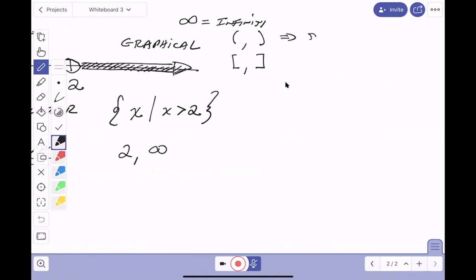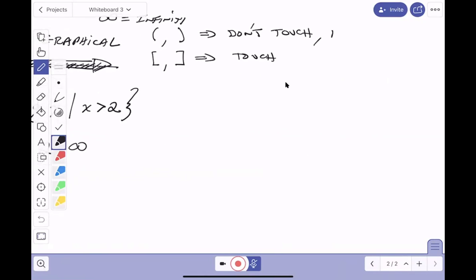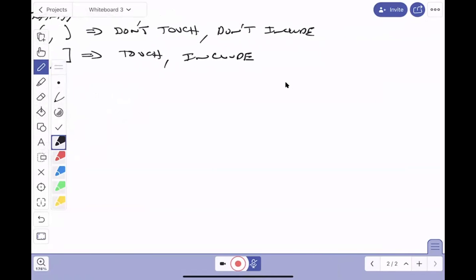These say don't touch. These say touch. Don't touch means don't include. This one means include. This is read as open. This is read as closed.